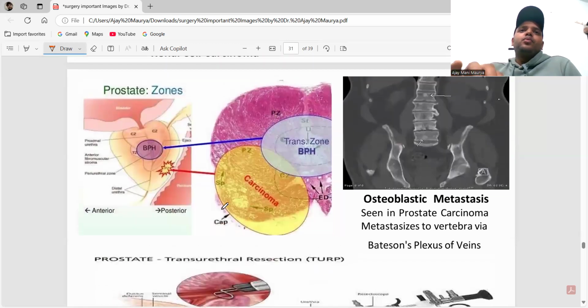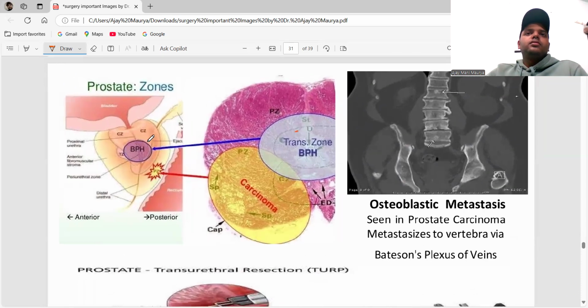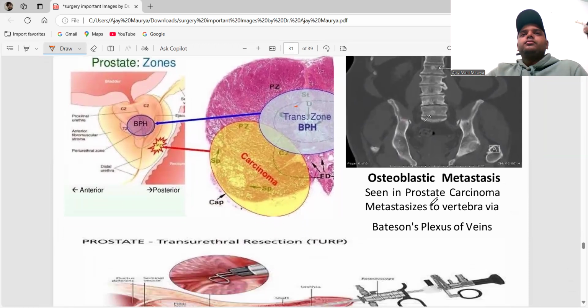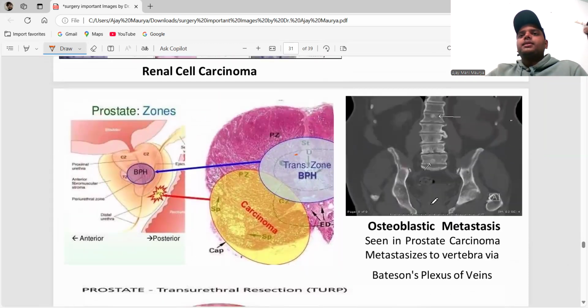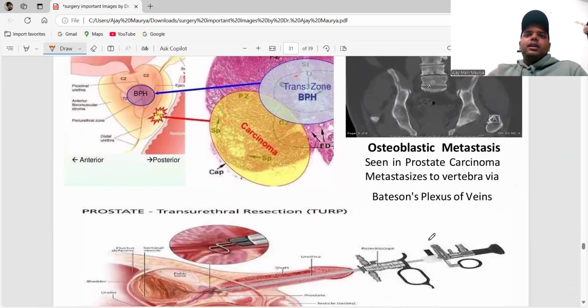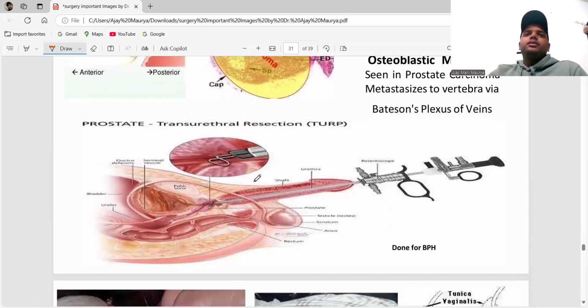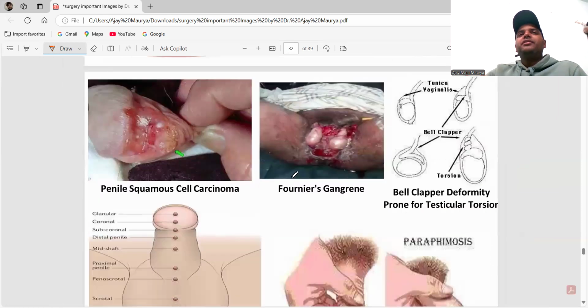Next one, guys. This is the prostate. The outer zone is highly responsible for BPH, guys. Okay, this is the outer zone. Okay, guys, this is osteoblastic metastasis, seen in prostate carcinoma. And also, guys, here this is the TURP. This is the transurethral resection done in the case of BPH, guys.